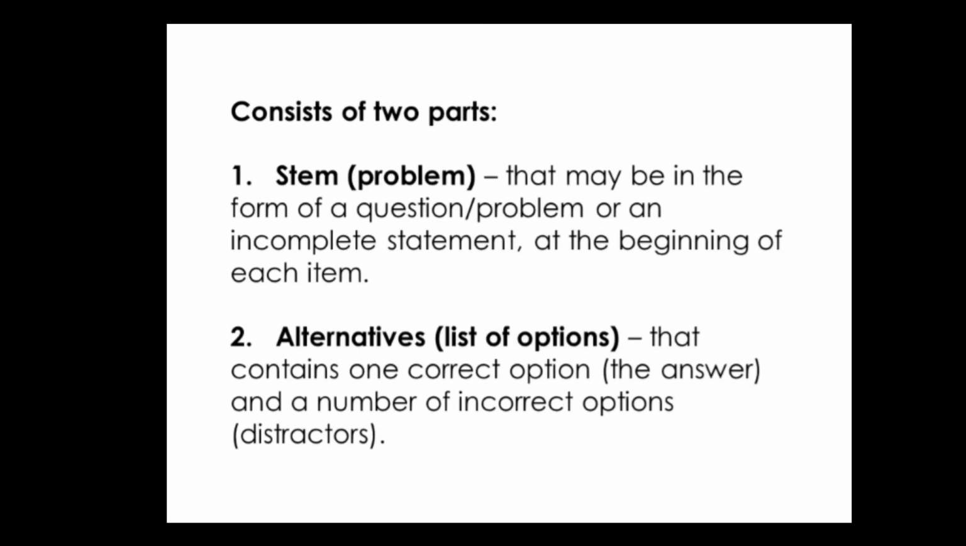The multiple choice test consists of two parts. The first part is the stem or the problem. This could be in the form of a question or a problem or an incomplete statement at the beginning of each item. The second part is the alternatives or list of options. It contains one correct option and a number of incorrect options.